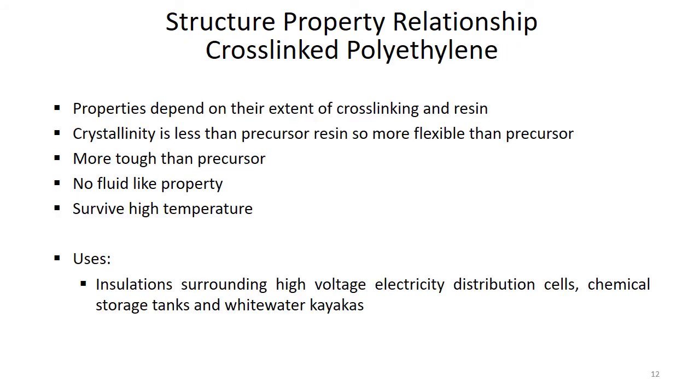When we talk about cross-linked polyethylenes, their properties again depend upon the extent of cross-linking and also on the original resin or original polyethylene used. The crystallinity level of a cross-linked polyethylene is lower than that of the precursor resin. It is obvious because if you take any resin or original polyethylene and try to cross-link it, it becomes hard to make their ordered arrangement, so the crystallinity will drop.